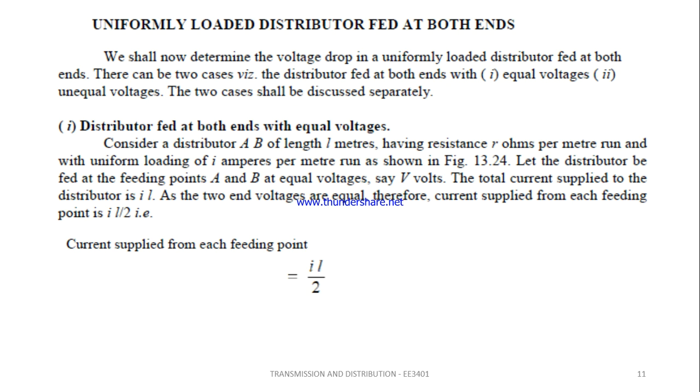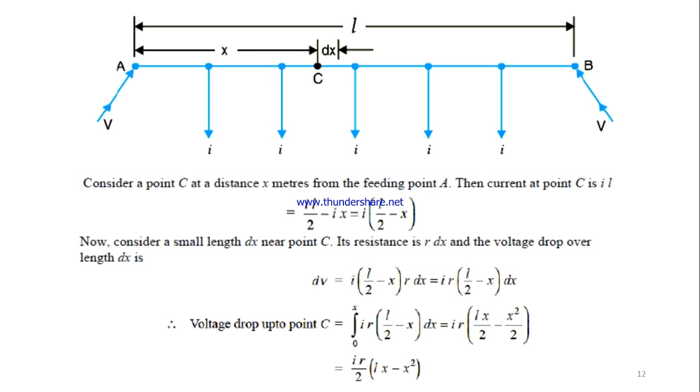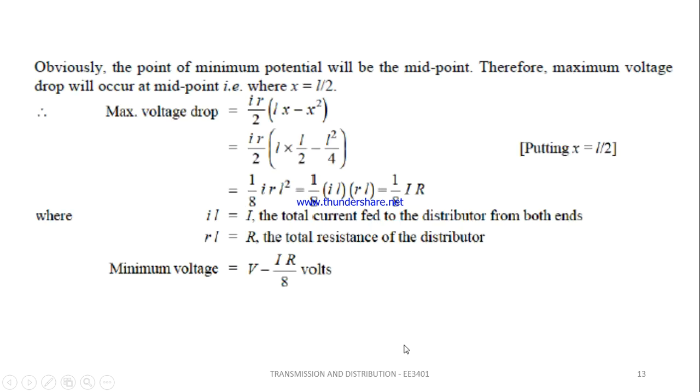Next we consider the uniformly distributed load fed with the same voltages. The current supplied from each feeding point is IL by 2. So the current at point C can be considered as IL by 2 minus I into X. The voltage drop will be the integral from 0 to X of IR into (L by 2 minus X) into dx. Integrating, we get the voltage drop.